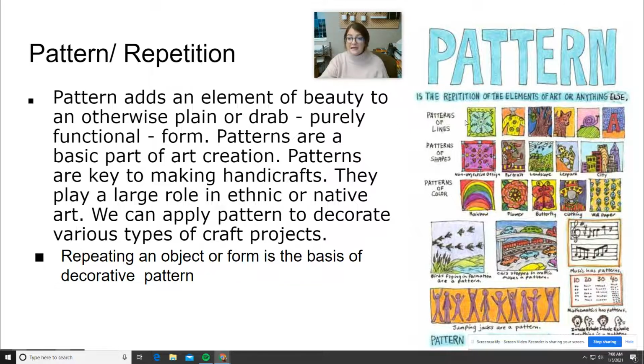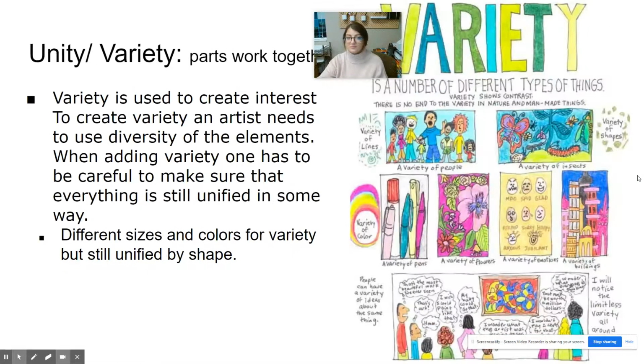So if you look over here, you can have patterns of lines, patterns of shapes, patterns of colors. For example, down here, the birds are flying in formation, that's a pattern. The cars are stopped in traffic, that is a pattern. Music has a pattern. So patterns are everywhere.